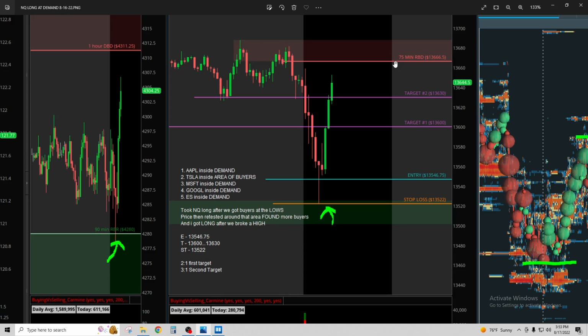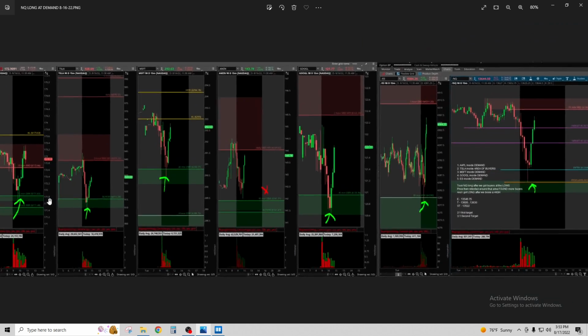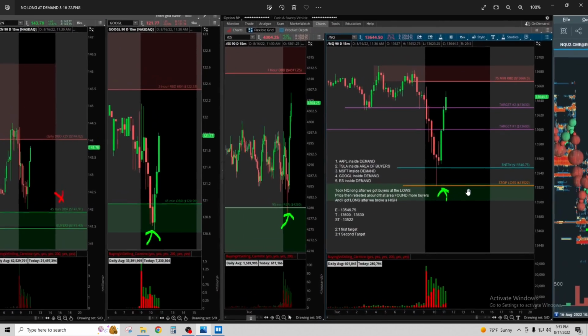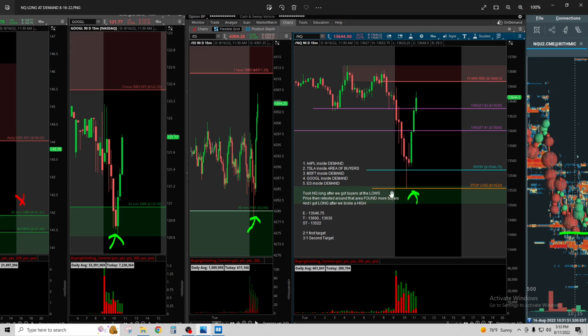So that's pretty much the trade recap for August 17th. I think I made about $263 on this trade. Definitely could have made more, but I was not confident in holding this for an all-day sort of move, especially since we had this huge sell-off in the morning. So once again, the reason I took the market long here at demand was Apple, Tesla, Microsoft, Google, and ES were all inside demand, as well as Nasdaq hitting demand at the same time.